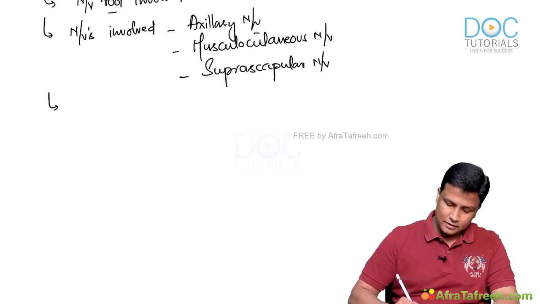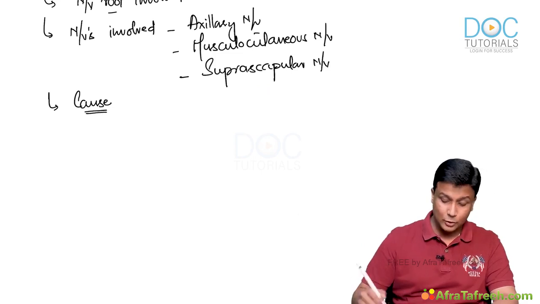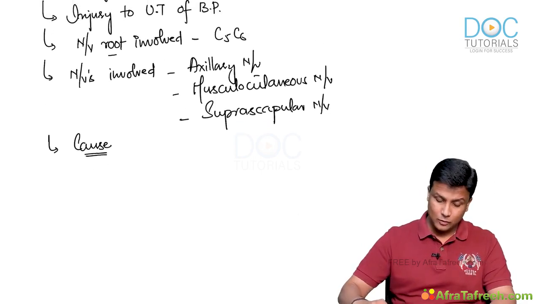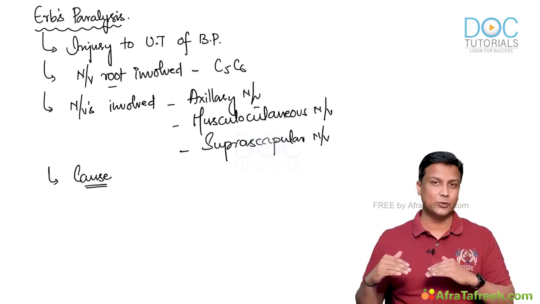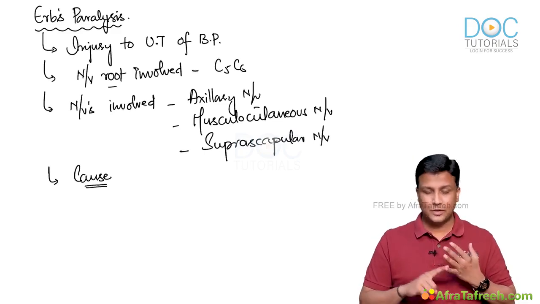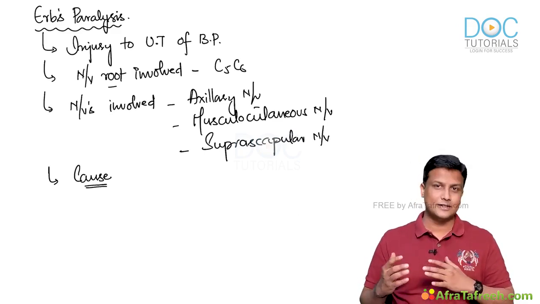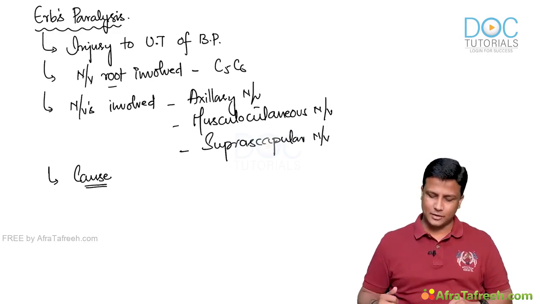The next thing here, what is the cause, guys? So that's what I'm telling here. Write on the notes very clearly, guys. Whatever notes I'm giving you here, every point is like one MCQ there, sir. So what is injury to upper trunk? Erb's paralysis. What is the nerve root involved? C5 and C6. What are the nerves involved in Erb's paralysis? Axillary nerve, musculocutaneous and suprascapular.